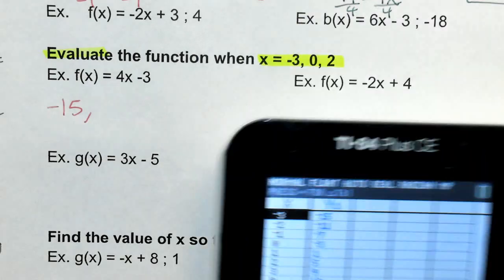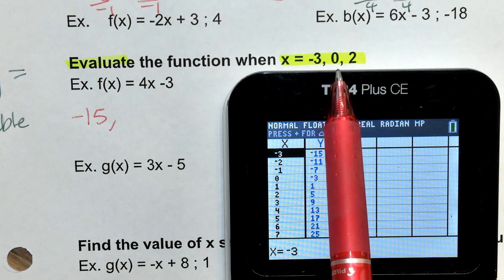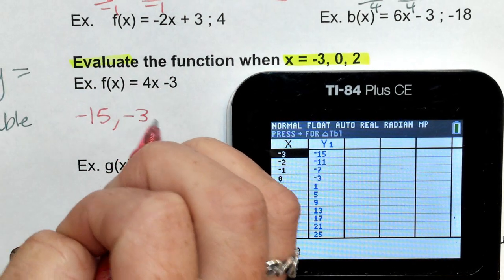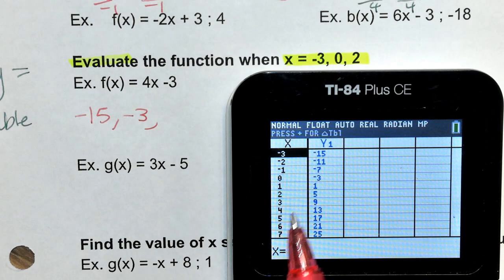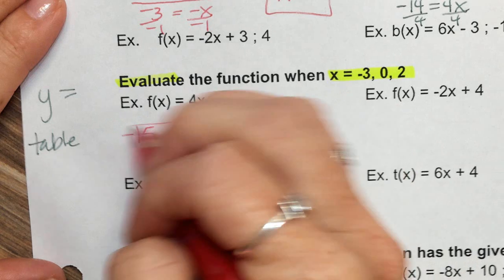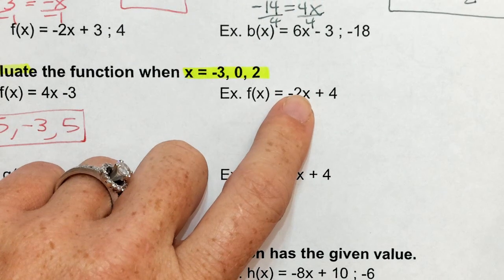The next one they wanted me to do was when x is, everybody look, 0. So when x is 0, what is y? And the last one, when x is 2, y is 5. So you'll have 3 answers. All right, I want y'all to do this one on your own.